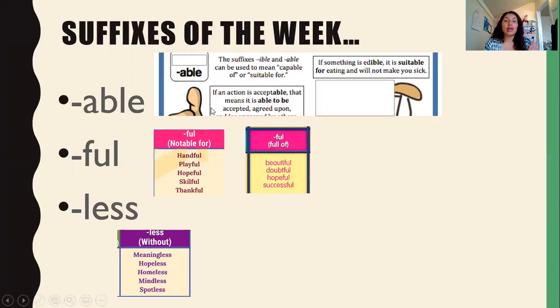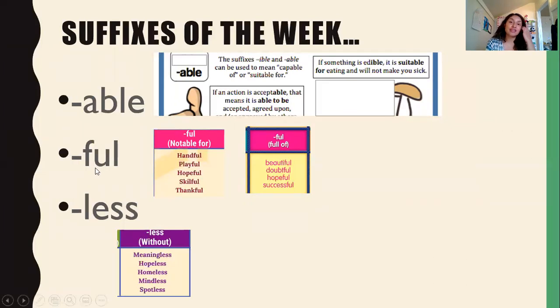Here I'm going to give you an example. If something is edible, it is suitable for eating and will not make you sick. So here we're saying that something is suitable, something is okay for us to eat. And this is because the suffix able means that it's okay, suitable for, or something that you can agree upon.